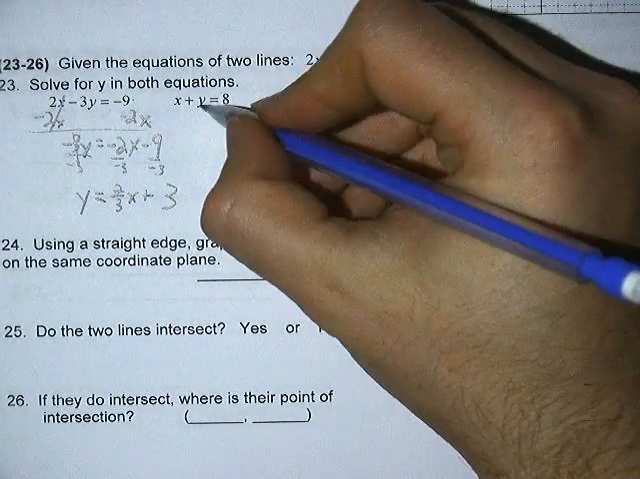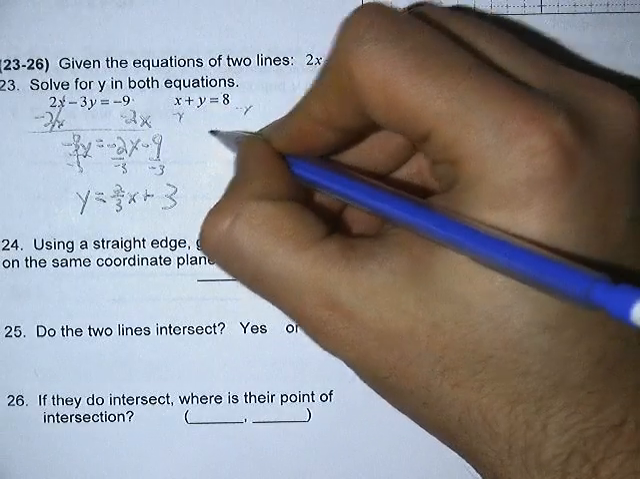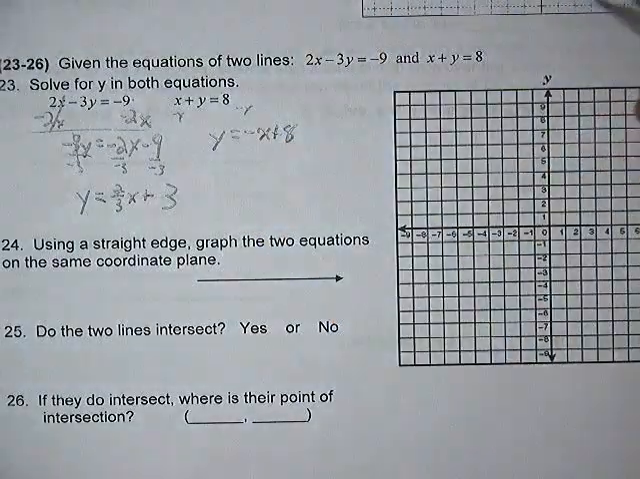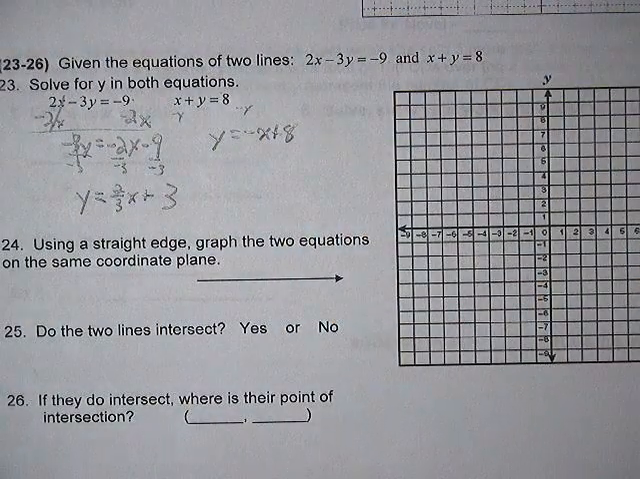For my second one, well, subtract x from both sides, and that gives me y equals negative x plus 8. And there we go. There's my two equations.